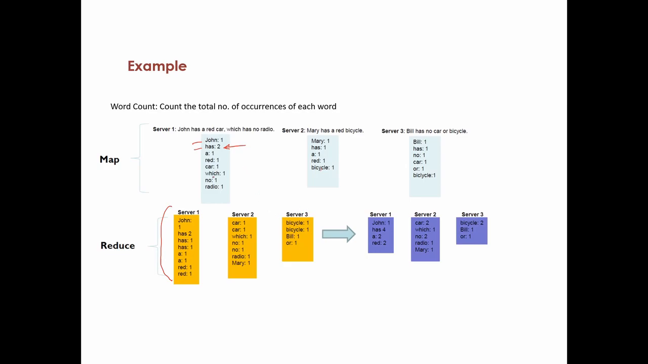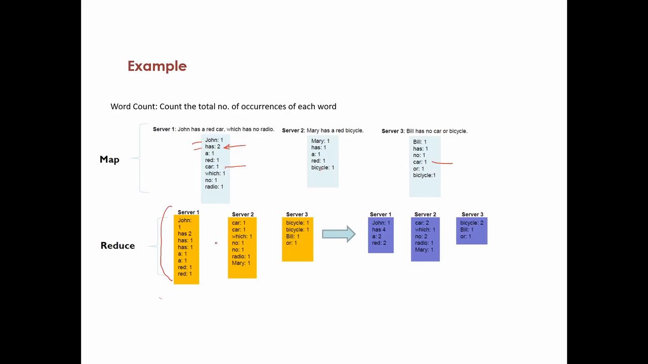And bicycle, Bill and or will go to server 3. And you can see that there is a has record from server 1, another has record from server 2, and another has record from server 3, which all come to server 1 for the reduce task. Similarly, there are 2 car records, one from server 1 and another from server 3. Both come to reducer 2 for output.